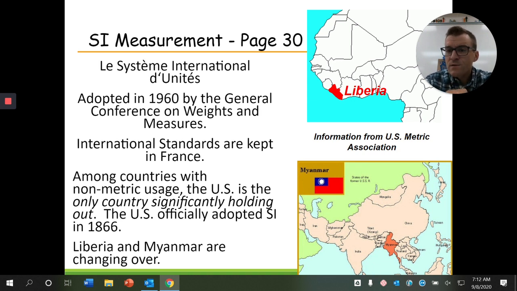Widely used across the world. The US is one of the few countries that doesn't. I will say that the United Kingdom does like to use miles if they're talking driving distances or distances between cities, but for their other measurements, they do use metric.